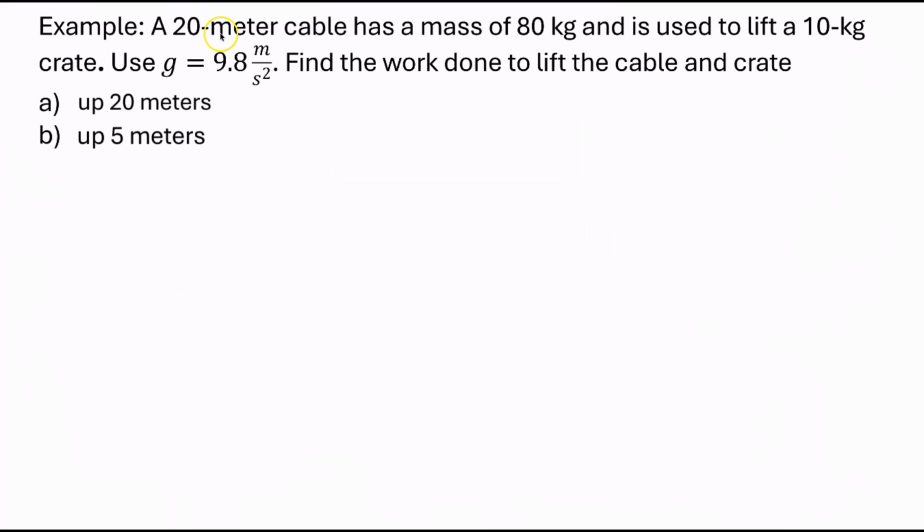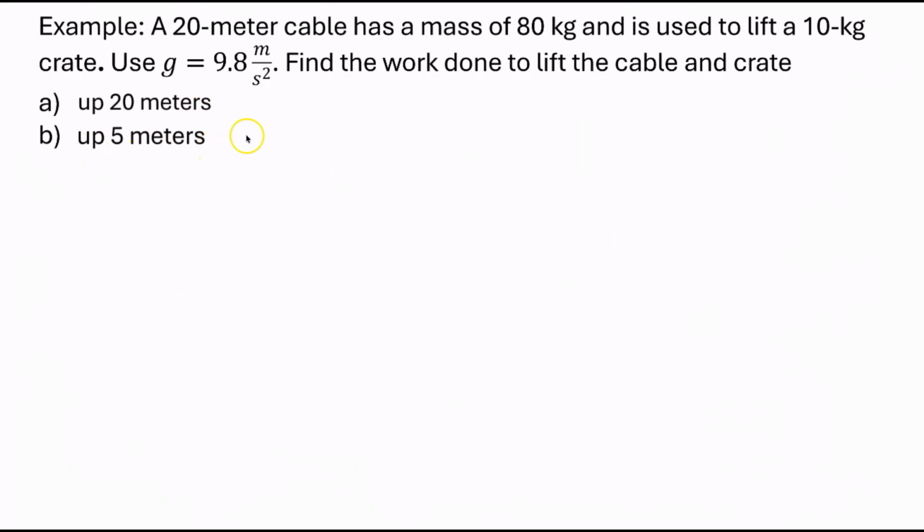In this example, we have a 20-meter cable that has a mass of 80 kilograms and is used to lift a 10-kilogram crate. Use gravity equals 9.8 meters per second squared. Find the work done to lift the cable and crate up 20 meters and then up 5 meters.